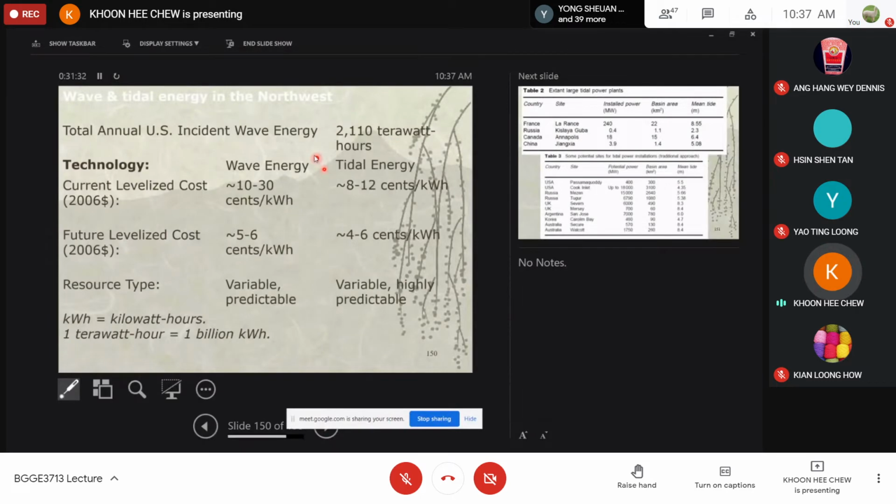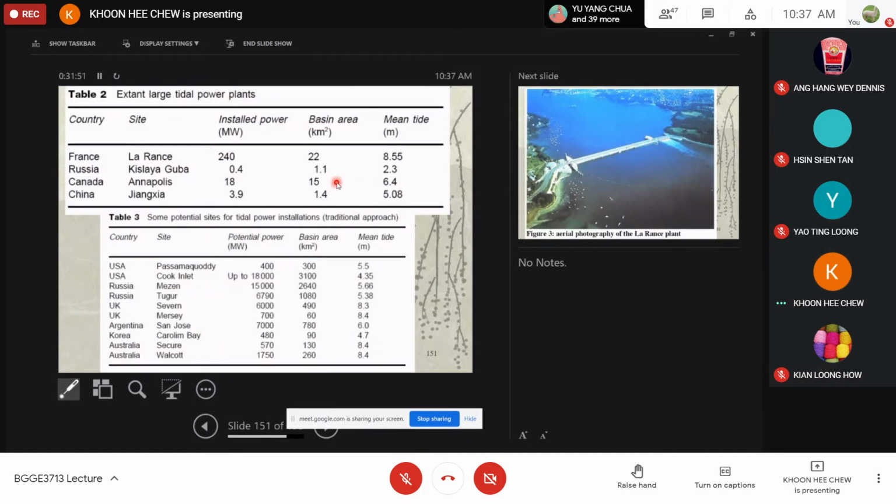The total annual US incident wave energy, the total energy that they have in the US, is 2,100 terawatt hours. So this one is the size of the US wind energy. This one gives you the statistics of tidal wave energy. You can see that the highest is the French site at 240 megawatts of power, and China also has 3.9 megawatts.